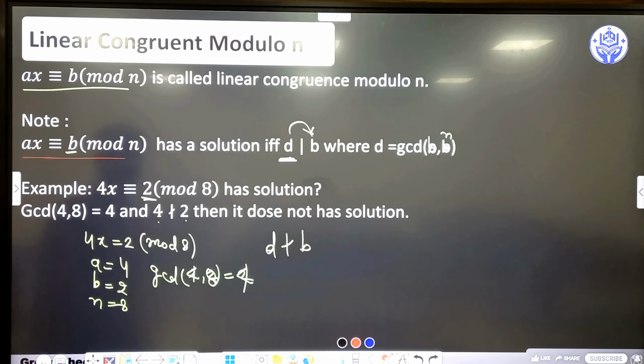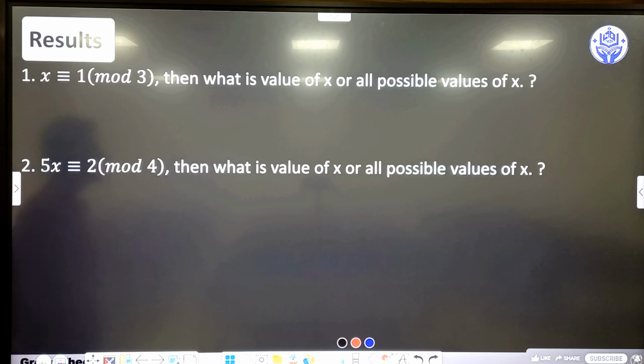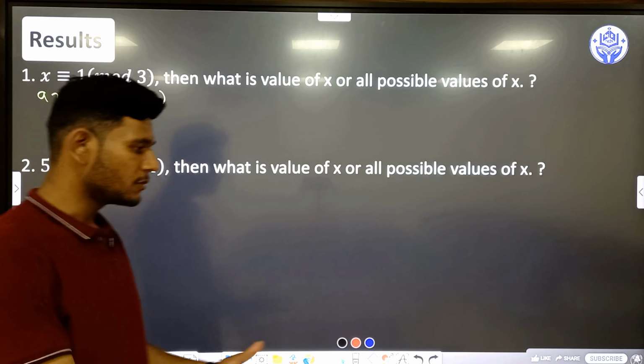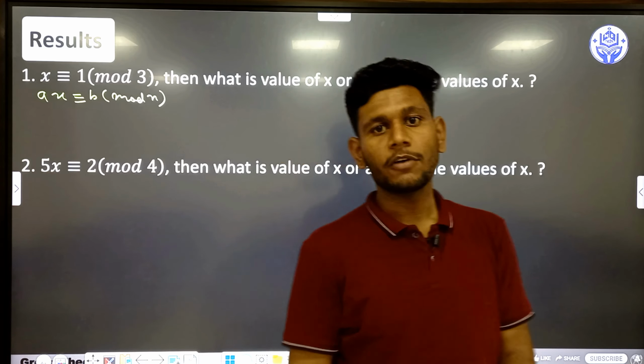Before going to that, we should have at least an idea of how many possible x, how many cases of x there should be, so that we can easily find how many solutions for a particular congruence modulo. For example, this is ax congruent to b mod n. Whatever the form of this, you should first convert it into the form with coefficient 1, then it will be easy to find it. Now how can we proceed forward with this?